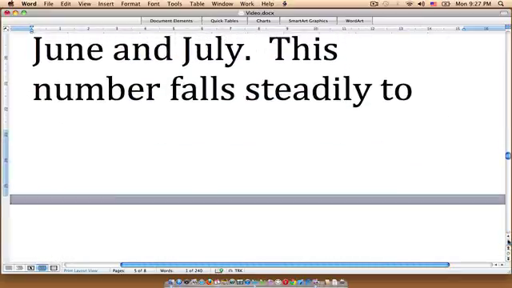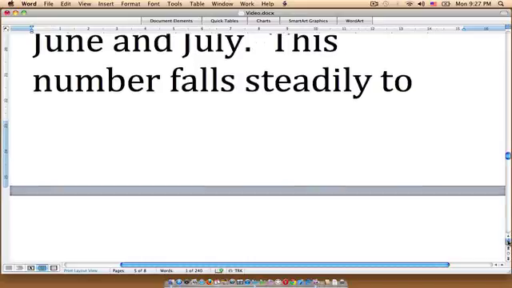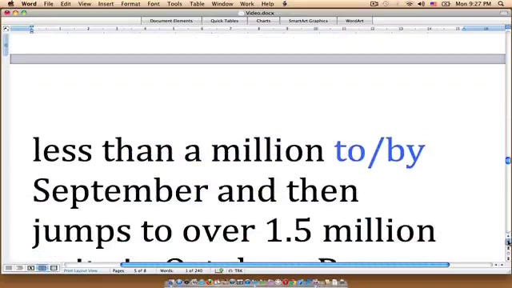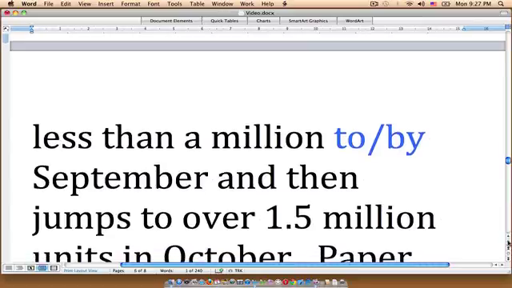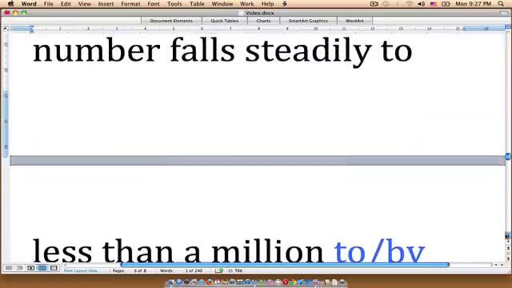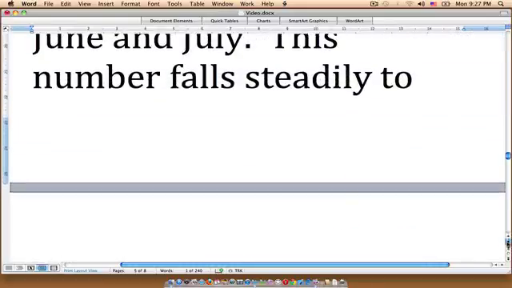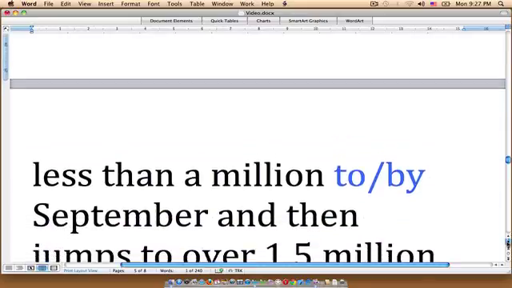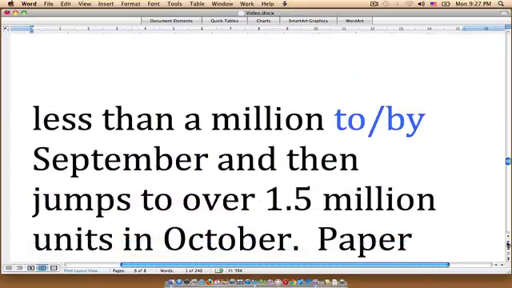This number falls steadily to less than 1 million to September, and then jumps to over 1.5 million units in October. Or we can say, I'll read it again from the beginning. This number falls steadily to less than 1 million by September, and then jumps to over 1.5 million units in October. And like we were saying before, October is actually not in our graphs. This would be November.